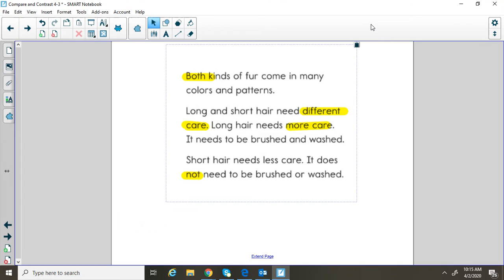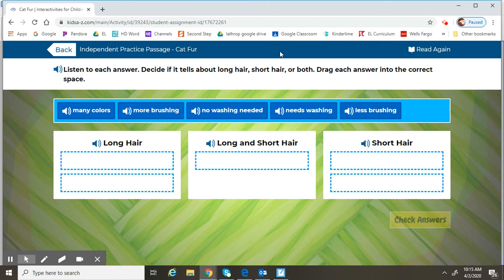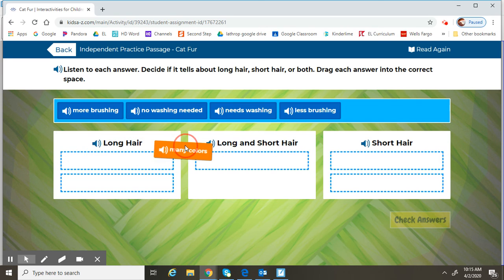Let's do a little sorting activity with that information. So many colors, where would that go? Long hair, long and short hair, or short hair? If you said long and short hair, you are correct. That's a similarity between long and short-haired cats. They can come in many different colors and patterns.